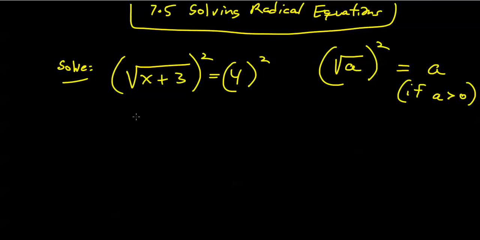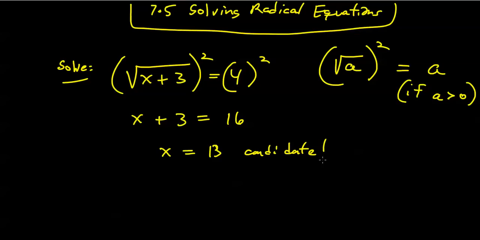And if I square the square root of x plus 3, I just end up with x plus 3 on the left-hand side equals 16 on the right-hand side. So if x plus 3 equals 16, x then equals 13. Now I call this a candidate for a solution, not a solution until we check it. In all these radical equations, you must check your answers.